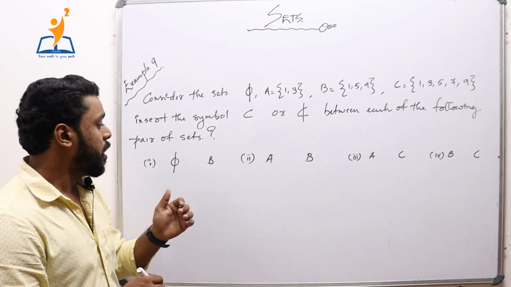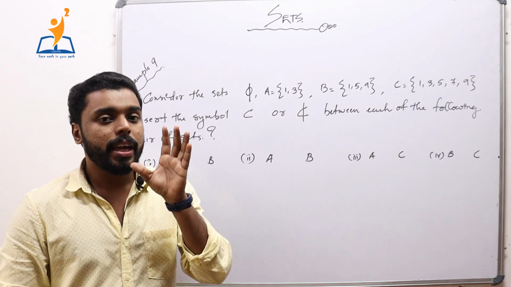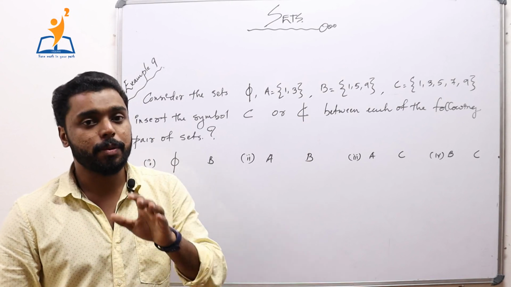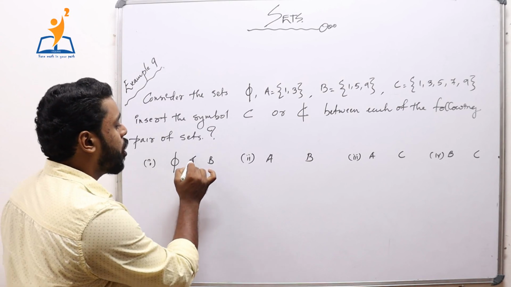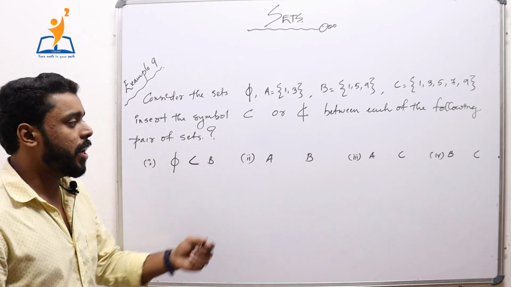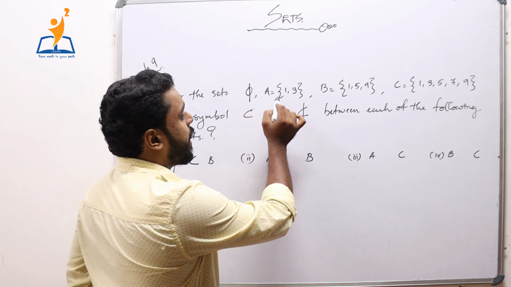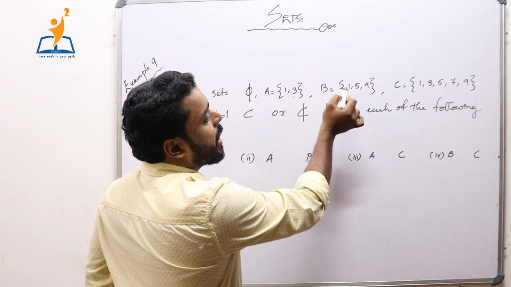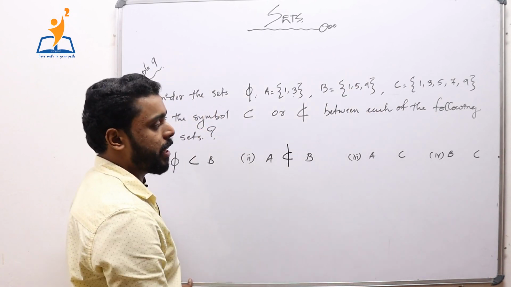Very easy. So the first one is phi and B. We know that phi is a null set, and for every set phi will be a subset of that set, because phi is a null set. It does not contain any member, so easily we can use the term subset here. Now coming on to the second pair, A and B. Look at A. It contains 1, 3, whereas B contains 1, 5, 9. So 3 is not in B. So we can say that A is not a subset of B, isn't it?